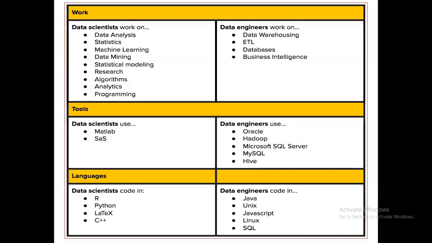each person's responsibilities. A data scientist is performing data analysis, statistics, machine learning, data mining, statistical modeling, research algorithms, analytics, programming. A data engineer works on data warehousing, ETL tools. I think everybody knows ETL: extraction, transformation, loading tools. Informatica, Hive, HBase, Cassandra, etc. Databases, business intelligence; and a data scientist uses MATLAB, SAS, software analysis, statistics. Data engineers use Oracle, Hadoop, Microsoft SQL Server, MySQL, Hive. Languages like R, Python, LaTeX, C++ for data scientists; Java, Linux, etc. for data engineers.